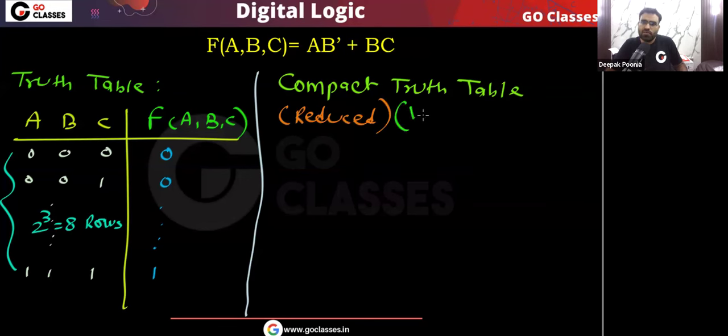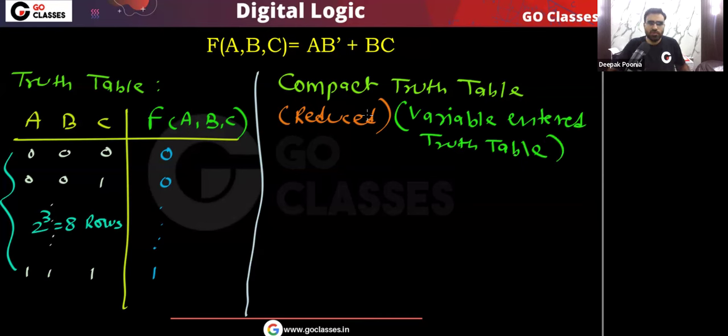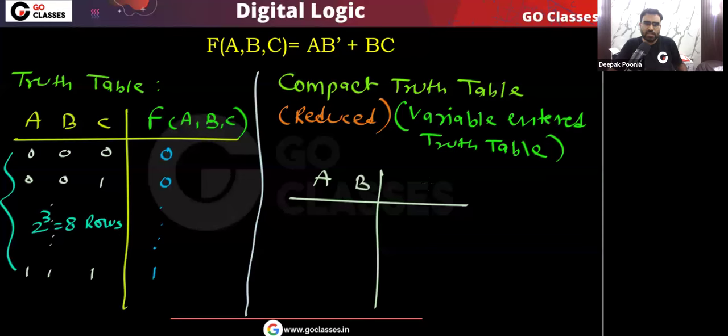Another name is variable entered truth table. Here, in the compact truth table, we do not write all the variables on the left side. Let's assume I write two variables, only A comma B, on the left side, and here I write the function. Remember, the function depends on three variables A, B, C. So the function is over three variables, but we are creating a reduced or compact truth table, so on the left we are only writing two variables A comma B.